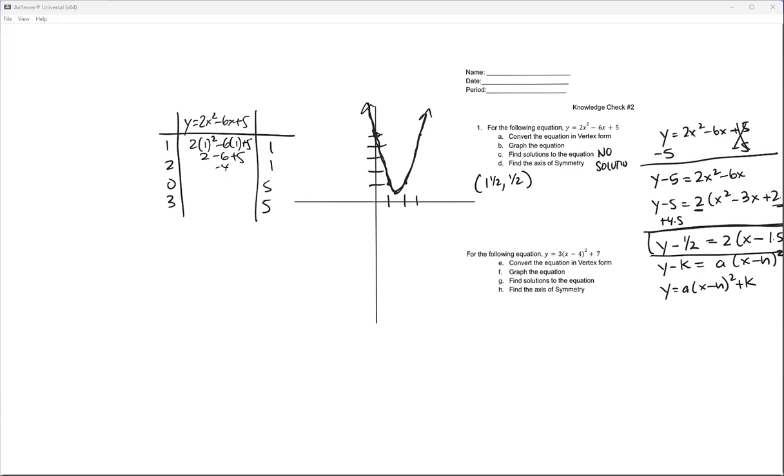And the axis of symmetry is what? This line down the middle. So what's the equation of this line? x is equal to what? 1.5, thank you. We good? Any questions on that?